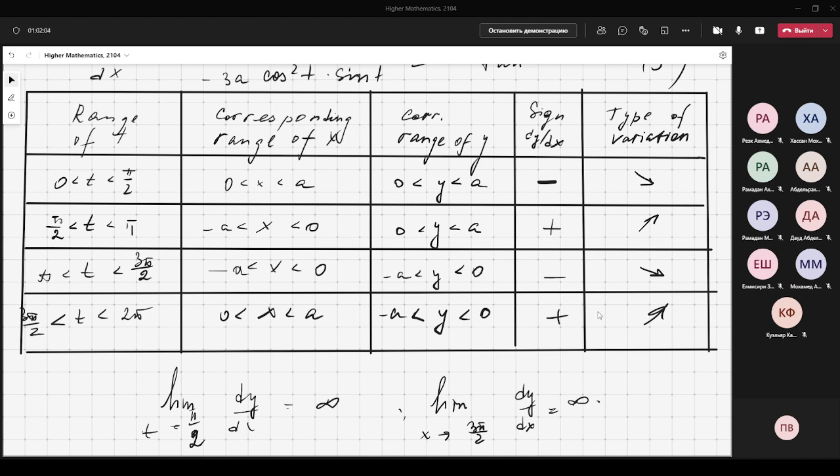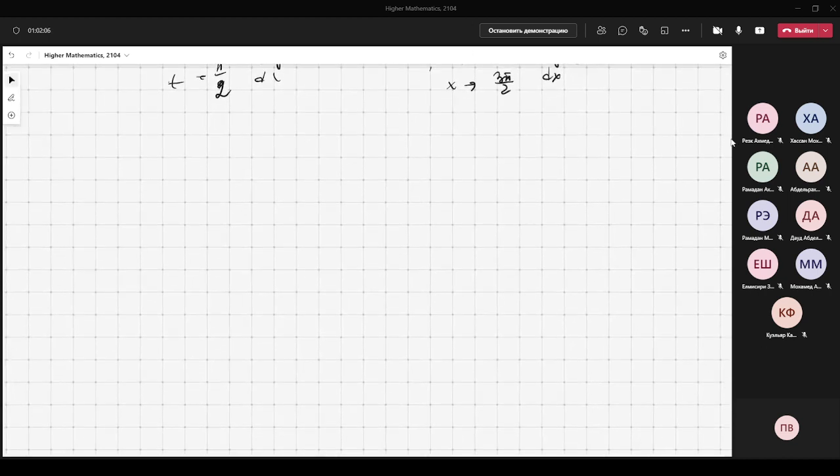We now find dy over dx at the point t equals 0 and at the point t equals 2 pi. It is 0. At these points, the tangent to the curve is horizontal.